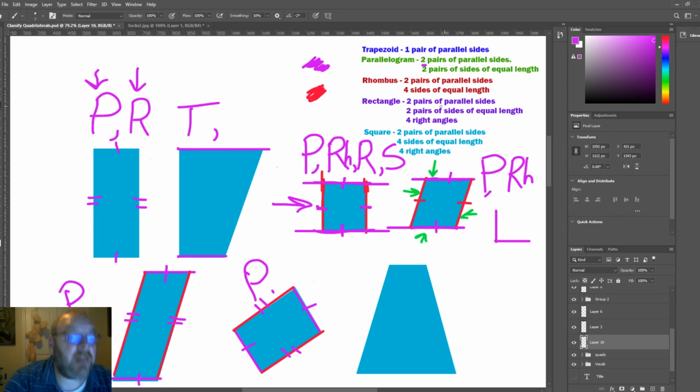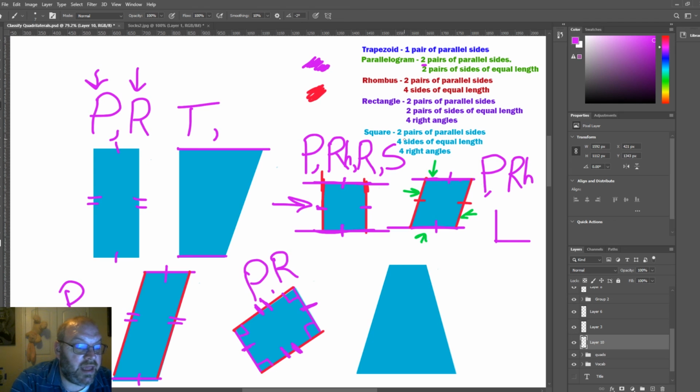Rectangle, two pairs of parallel sides. Yes. Two pairs of sides of equal length. Okay, let's look. This is one pair, right? This would be our cat socks. One pair of sides of equal length. And then this is another pair. The reds are equal length. So that's two pairs, right? Good. Four right angles. Does that look like a right angle? It sort of does. Yeah, I believe those are right angles. So, hey, it's a rectangle too.